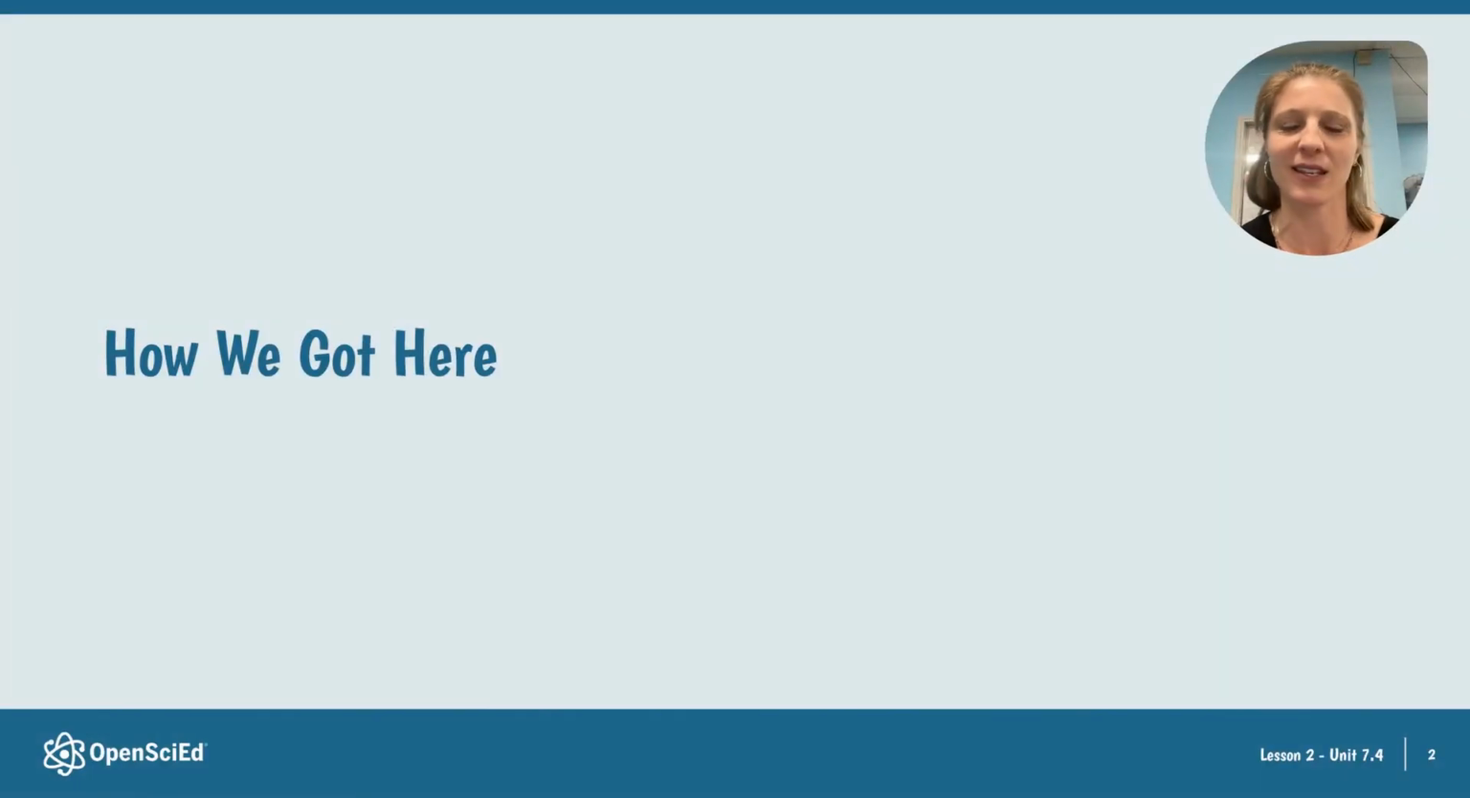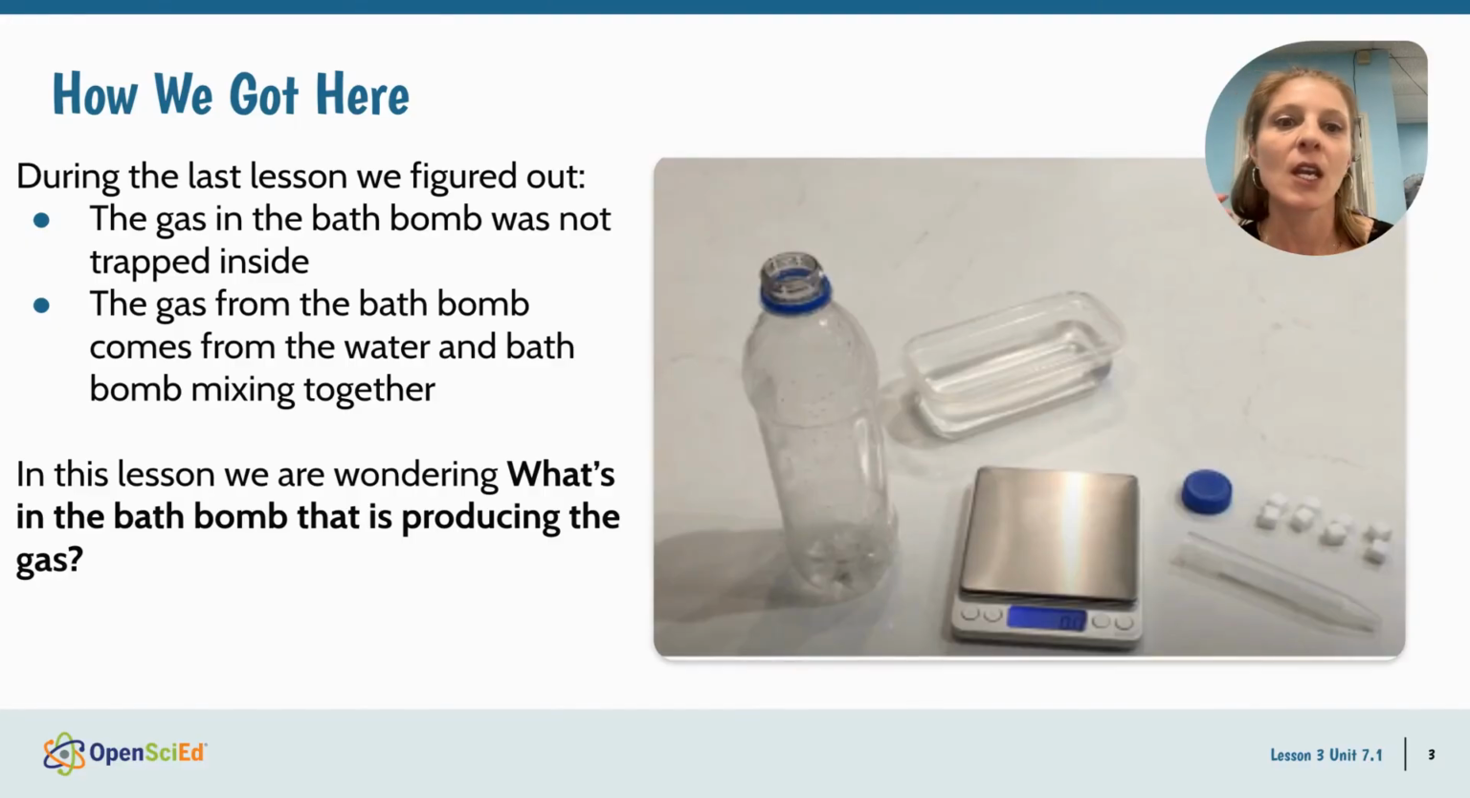So, how did we get to this lesson? In the last lesson, lesson 2, we figured out that the gas was not trapped inside the bath bomb or stuck inside the bath bomb. Rather, the gas was coming from the bath bomb and water mixing together. So, in this lesson, the students are left wondering, what's in a bath bomb that's producing the gas?